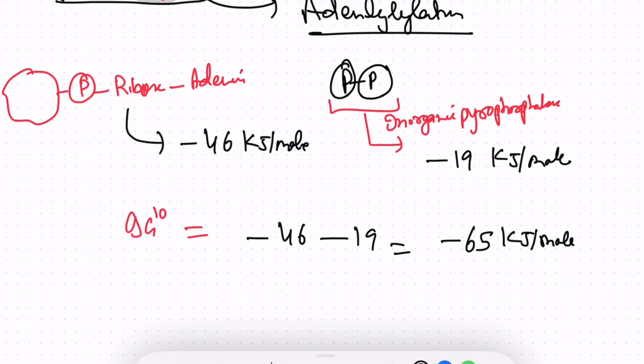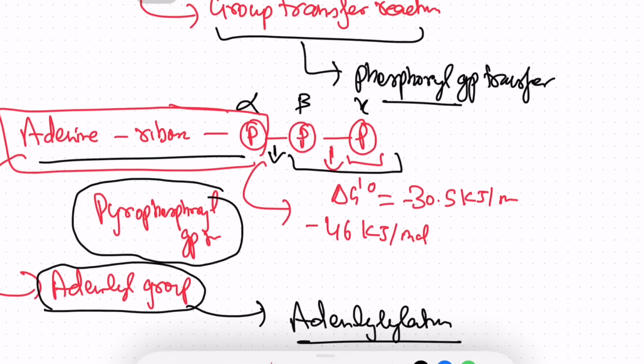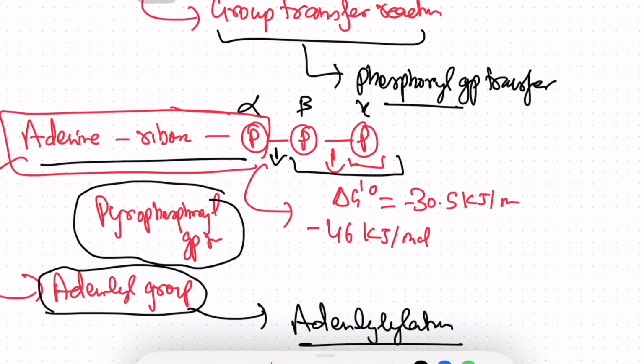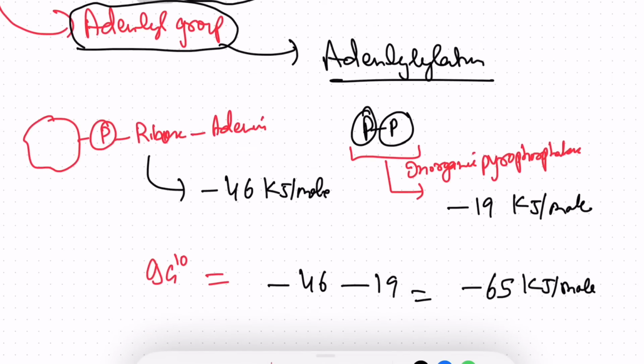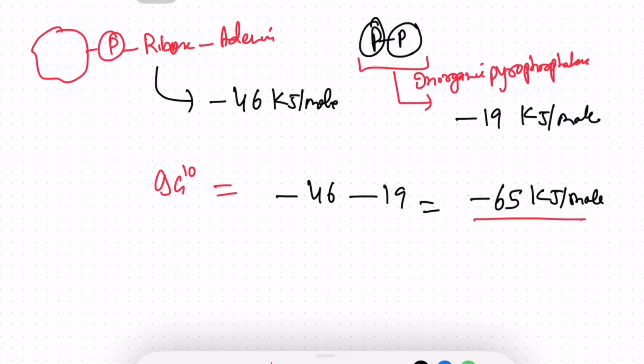Now try to see here: when you have phosphoryl group transfer, the amount of energy released is minus 30.5 kilojoule per mole. But when there is adenylyl group transfer, more energy is released, so this is more exergonic. Now within the cell, keep in mind, when any reaction needs more energy, in that case you are going to see the adenylation reaction.